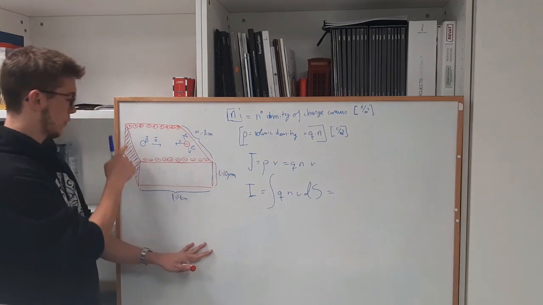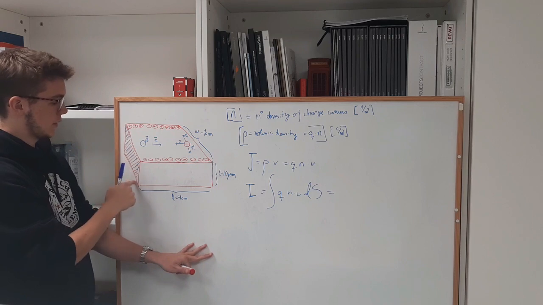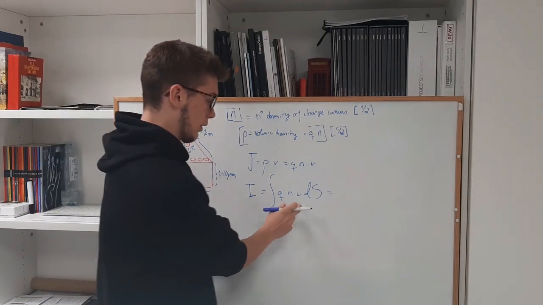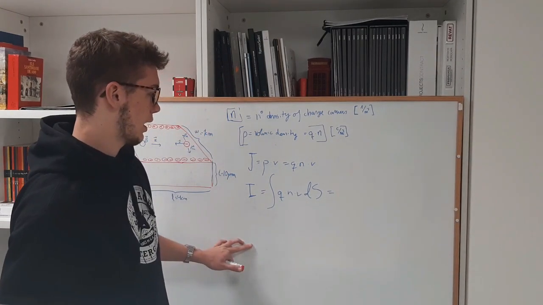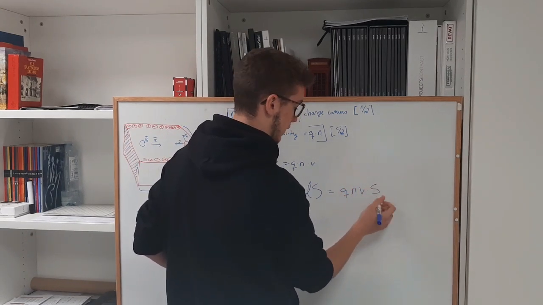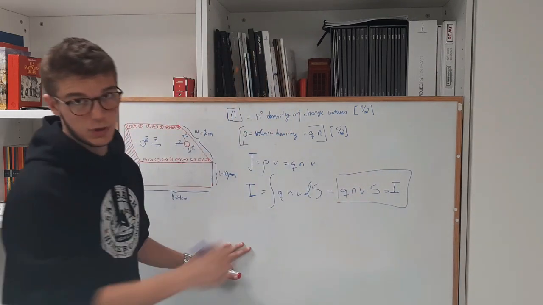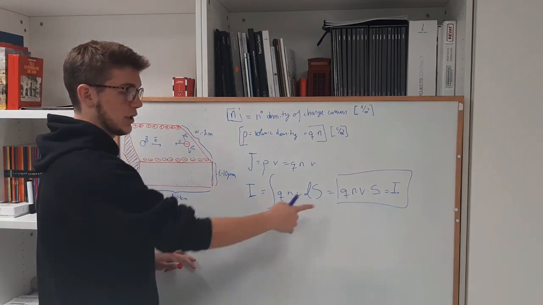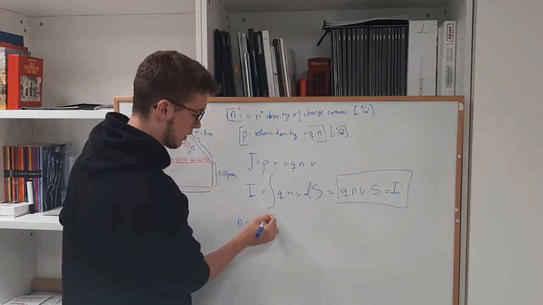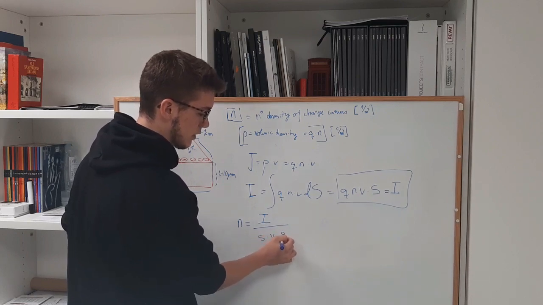The surface of this square will just be this length and this width. Alright, so to continue, we just need to take all these as a constant, and we can now say that q times n times v times the surface is the intensity. So with this expression we can now proceed by isolating n, which is what we're looking for, and we get this simple expression that n is I divided by S times v times q.